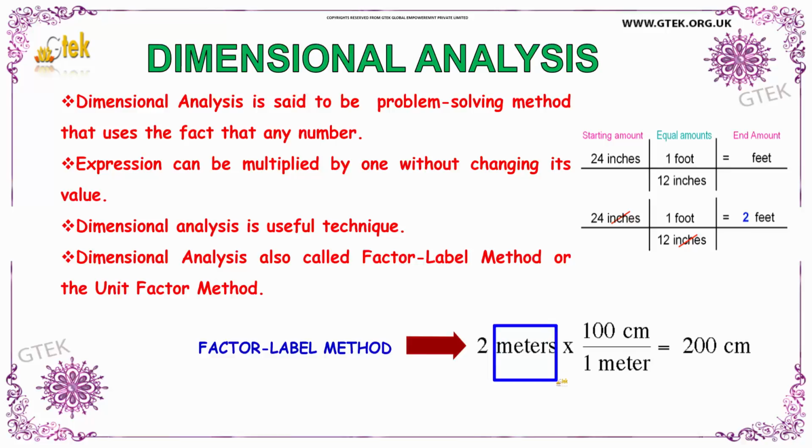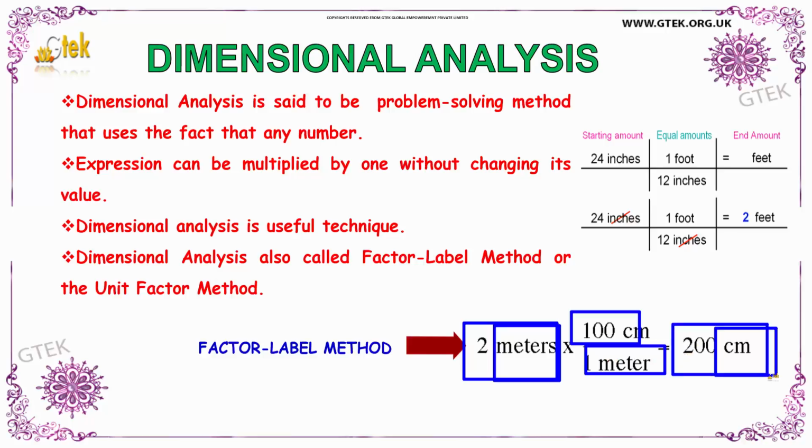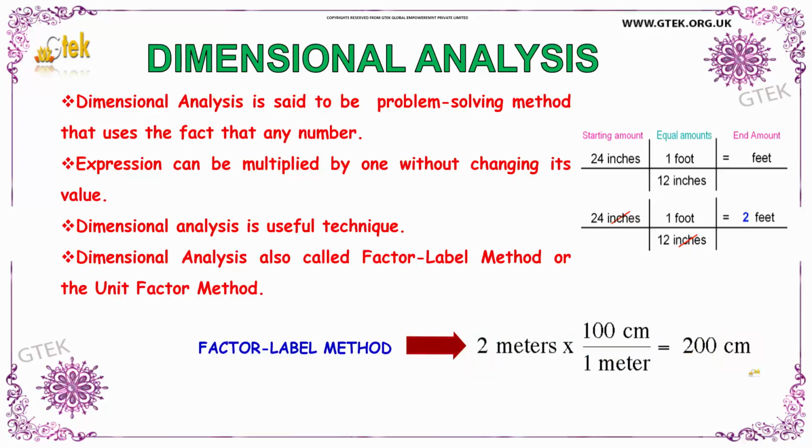I want to convert a value from meters to centimeters. How can we convert? 2 meters is equivalent to 200 centimeters. So 1 meter is equivalent to 100 centimeters, and for 2 meters it's 200 centimeters.